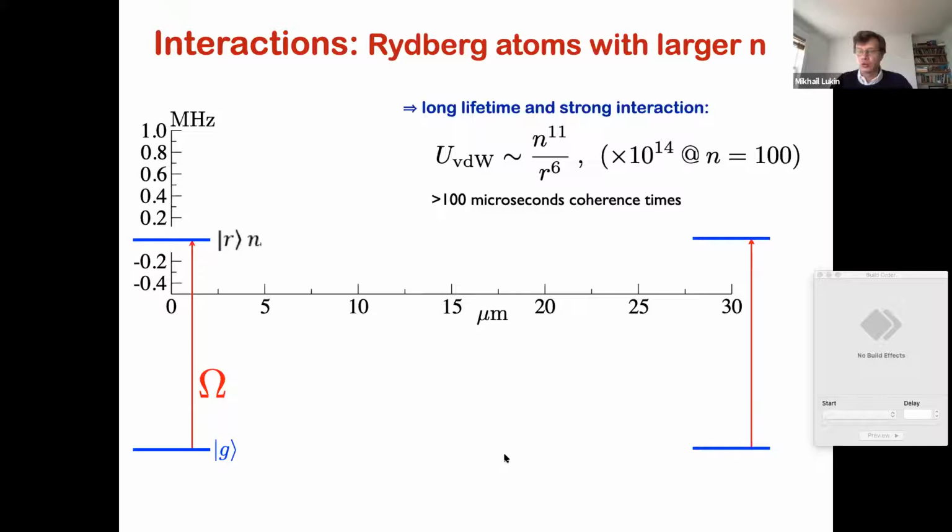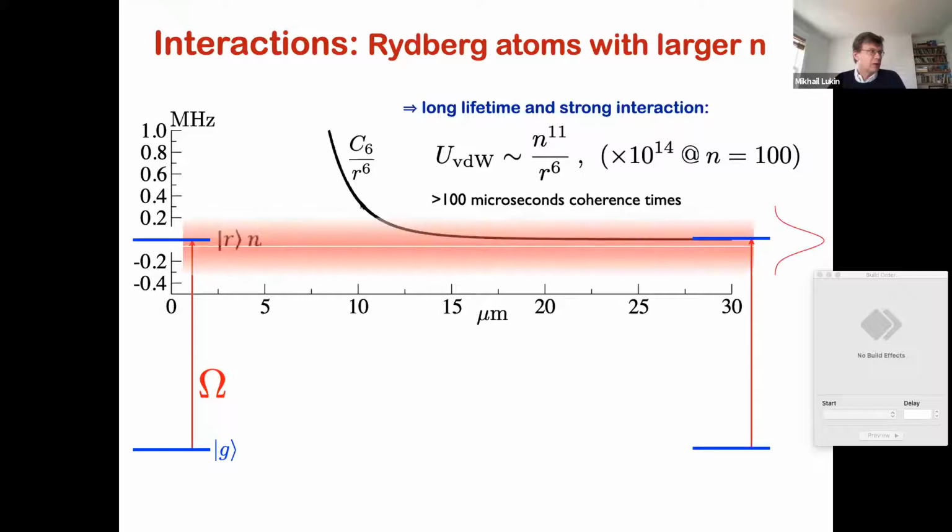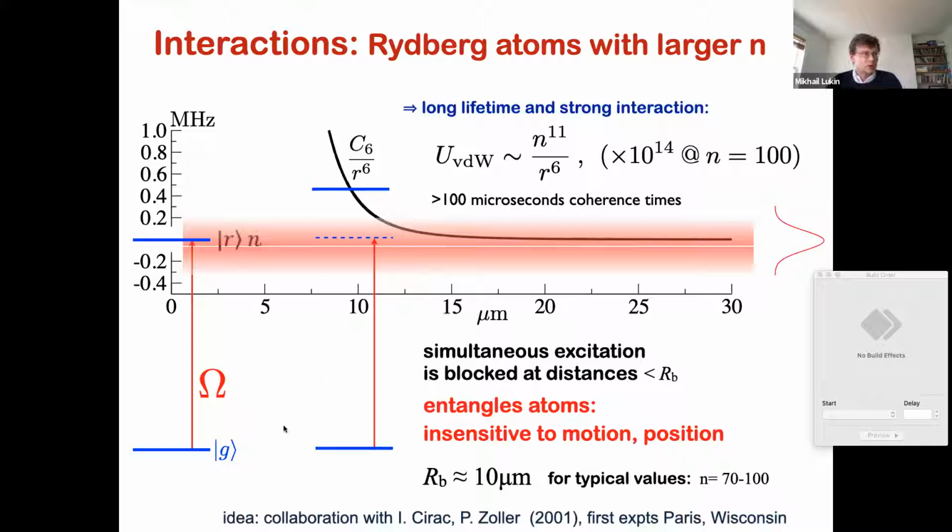In particular, if you start with these two atoms, which are very far away, and you just drive them resonantly, then they will undergo independent Rabi oscillations. However, if you start bringing them closer and closer, at some point this interaction will take over, and the doubly excited state will be shifted way off resonance. Under these conditions, you will be able to excite one atom or another, but never both.